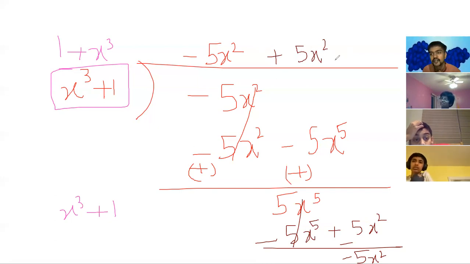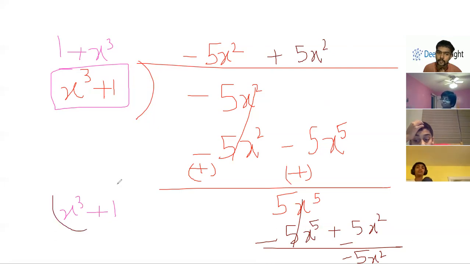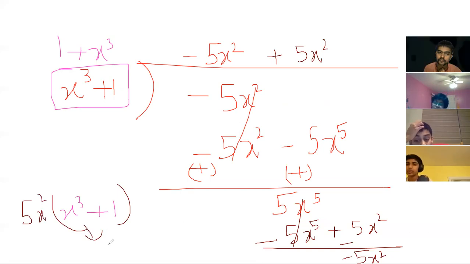I'm still a little confused about my question. I'm saying, how do you even end up with the 5x squared over there? Because x cube plus 1 into... wait. x cubed plus 1. Right.